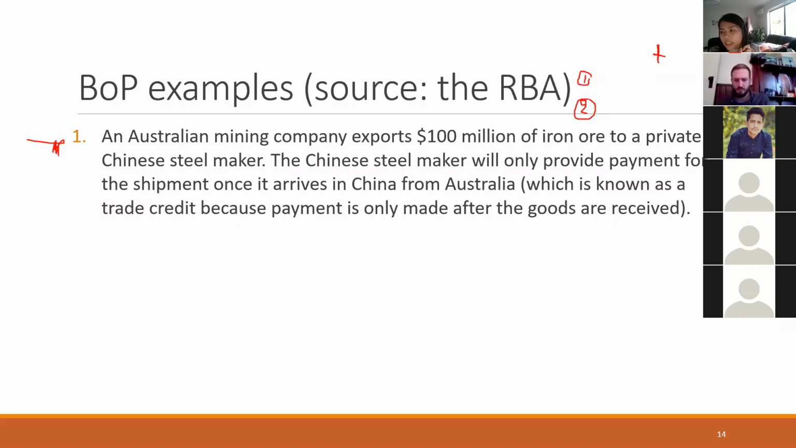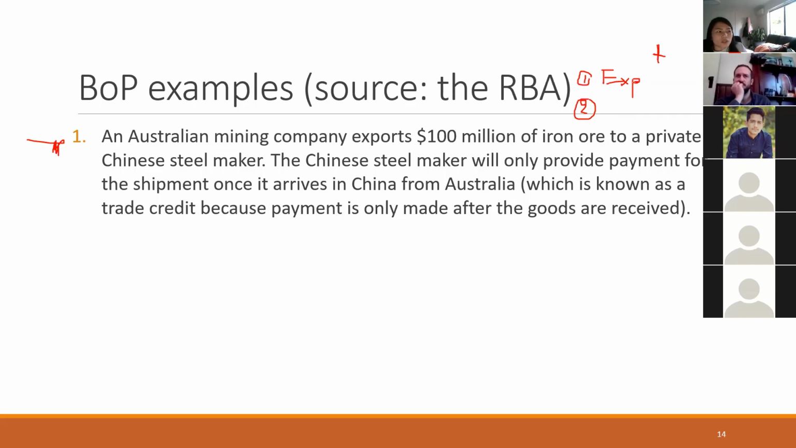I think a 100 million shipment of iron ore from Australia has been exported, which is a credit. Exactly right, spot on. So this is a credit. And the goods receivable after that, for example, finished goods, is a debit. So Australia needs to pay China for the finished goods, basically.